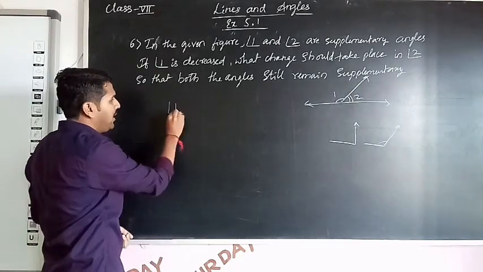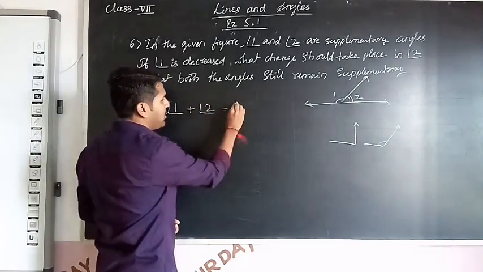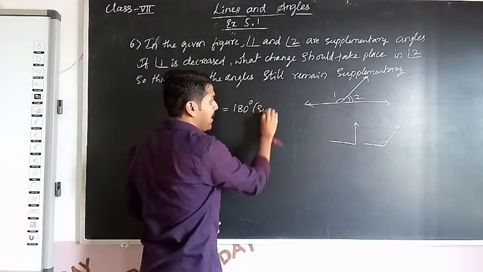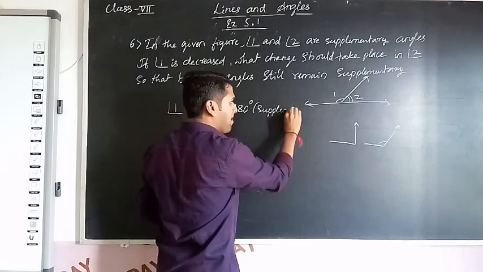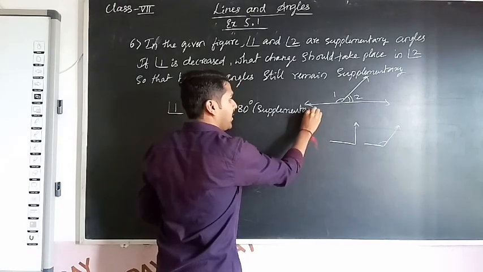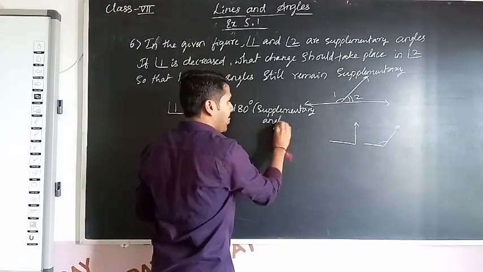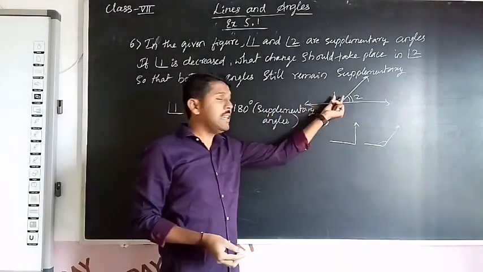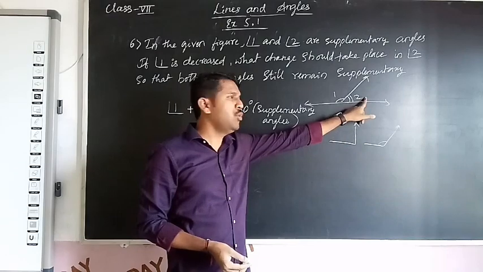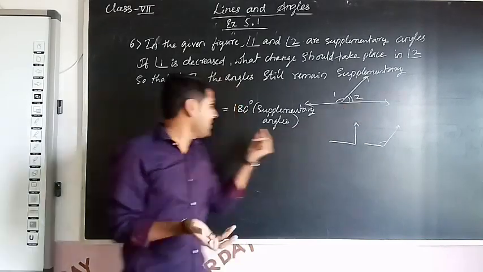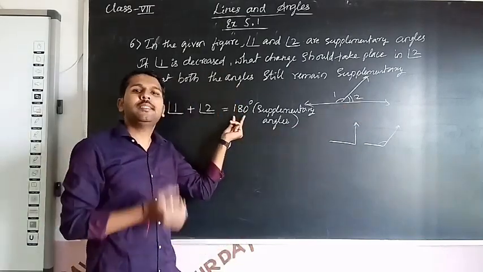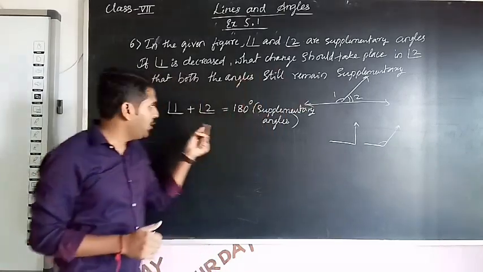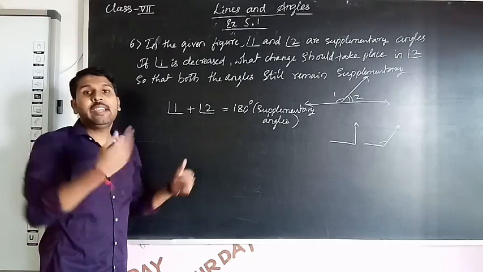So here angle 1 plus angle 2 equals 180 degrees. Why? Because they are supplementary angles. If angle 1 is decreased, that means angle 2 will be increased, because the sum of the two angles must be 180, since they still remain supplementary. If you decrease 1, 2 will be increased.